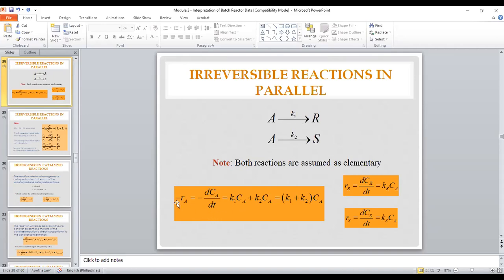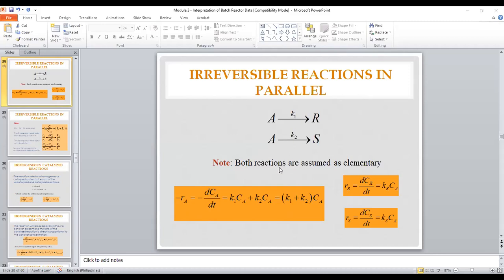So the rate in terms of A, which is also represented by the rate of change of the concentration of A with respect to time, should be equated to K sub 1 C sub A, which is for the first of the two reactions, and K sub 2 C sub A still for the second reaction. Now, since we have C sub A in both terms, we can factor the C sub A, and we have the quantity K sub 1 plus K sub 2 being multiplied to it. This is one equation that could be set up in this parallel or simultaneous reaction.